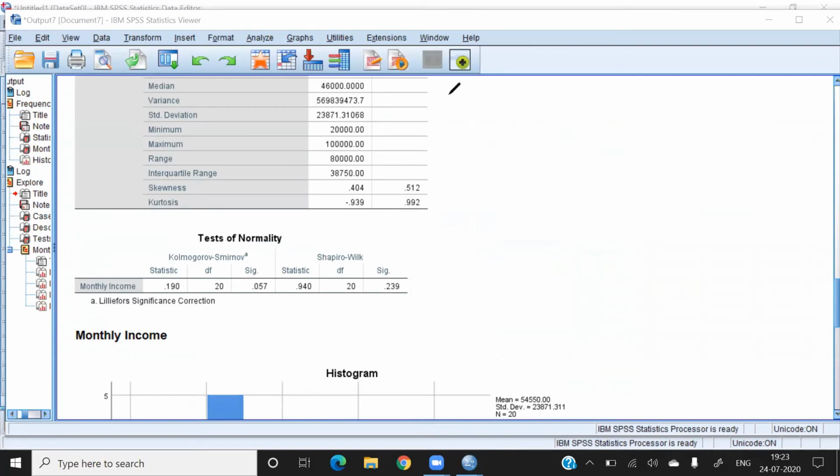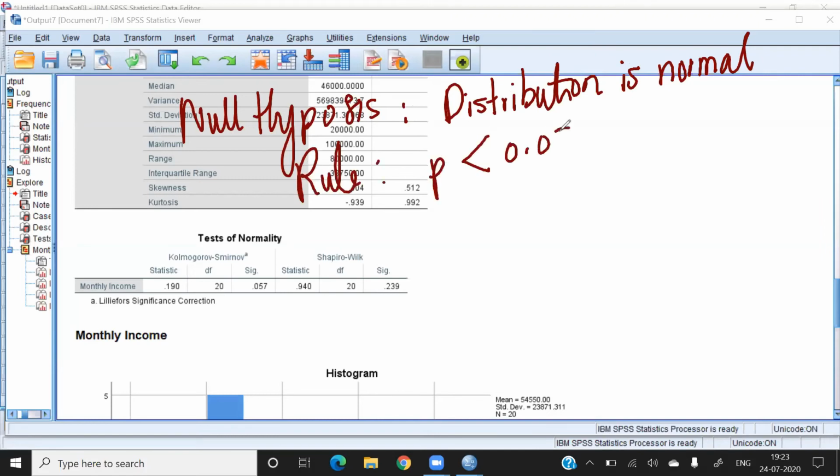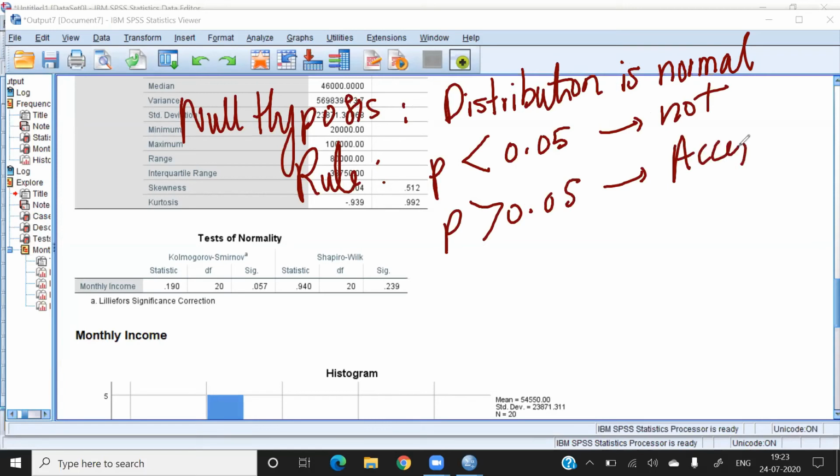So in both tests, the null hypothesis is that the distribution is normal. So I'm writing here, distribution is normal. So we are examining whether the distribution is normal or not. And what is the rule of testing? If the probability value is less than 0.05, not normal. And if the p-value is more than 0.05, it means accept the null hypothesis. Now see the p-value.